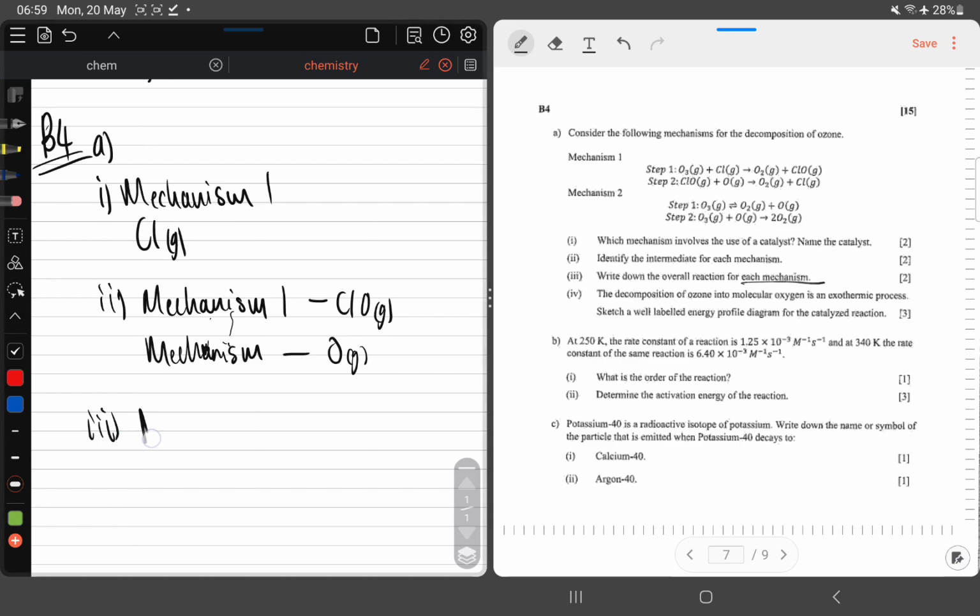Okay, so for mechanism 1, let's put the overall reaction. What I'm going to do on mechanism 1, I'll cancel out things that are appearing on both sides, even if it's in equation 1 and equation 2. Okay, here I can see Cl is appearing on the left and on the right, so it goes. ClO on the left and on the right, so it goes. Is there anything else? No, there's nothing.